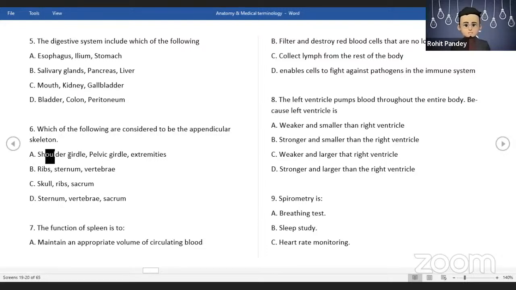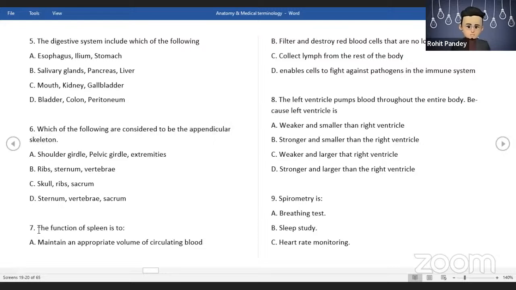So the answer is shoulder girdle, pelvic girdle, and extremities. Extremities and limbs usually refer to the hands and legs. Upper extremity or upper limb is considered the hand, and lower extremity or lower limb is considered the legs. So the answer for appendicular skeleton is shoulder girdle, pelvic girdle, extremities.